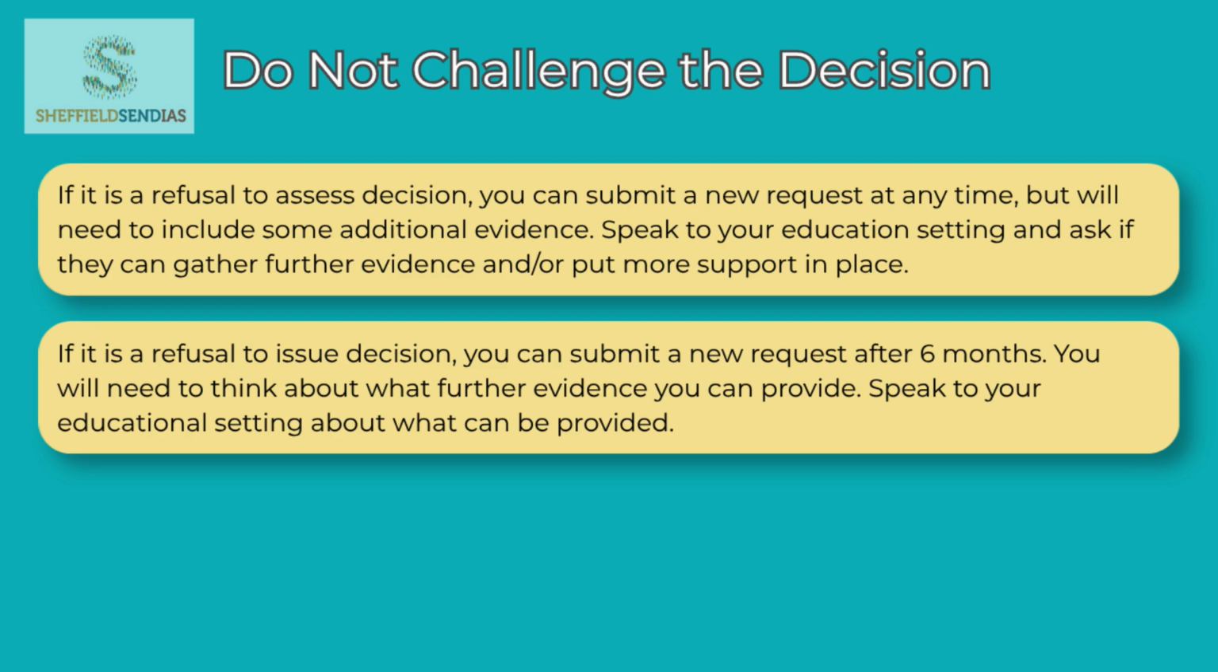If the local authority have decided not to issue an EHCP following a needs assessment, you can submit a new request for an assessment after 6 months. You will need to be able to provide new and additional evidence about a change in your child or young person's needs and/or a change in the support that they require. If you don't have any new evidence, the local authority will likely not agree to undertake a new assessment.